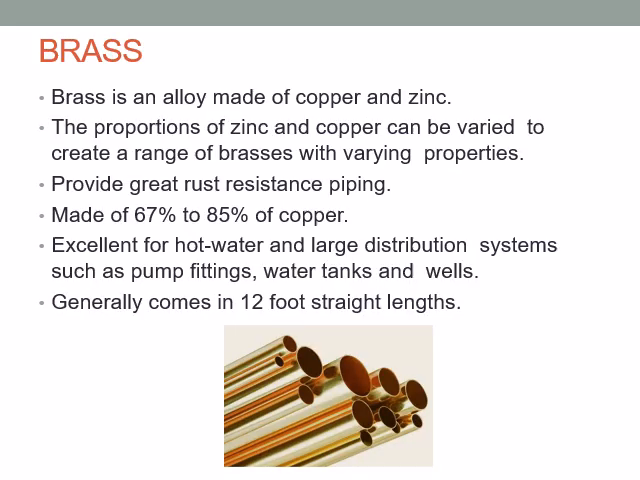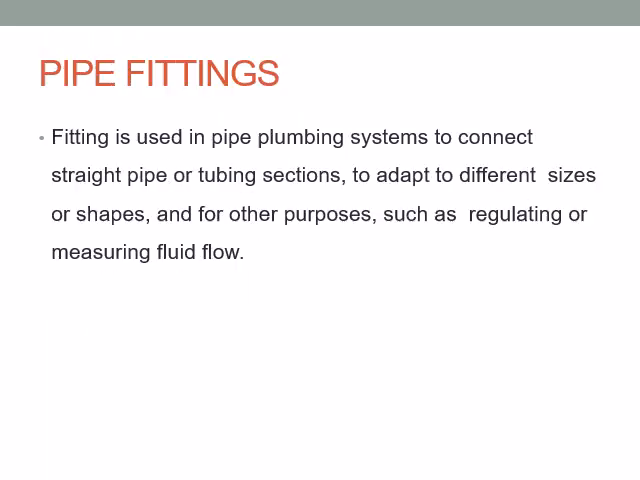Next is about the brass pipe. Brass is an alloy made up of copper and zinc. The proportion of zinc and copper can be varied to create a range of brasses with varying properties. It provides greater rust resistance, and is made up of 67% to 85% copper. It is excellent for hot water and large distribution systems such as pipe fittings, water tanks and wells, and generally comes in 12 feet straight lengths.